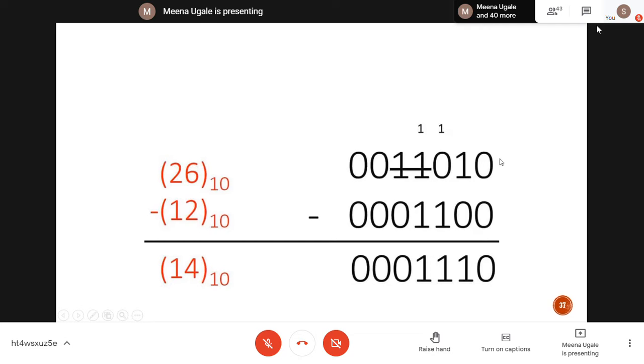Just observe here. From the right hand side we are starting with the LSB. 0 minus 0, answer is 0. 1 minus 0, answer is 1. In both cases, no borrow is generated. See the third digit here. I am going for 0 minus 1. In that case, the answer will be 1 and borrow generated will be 1.